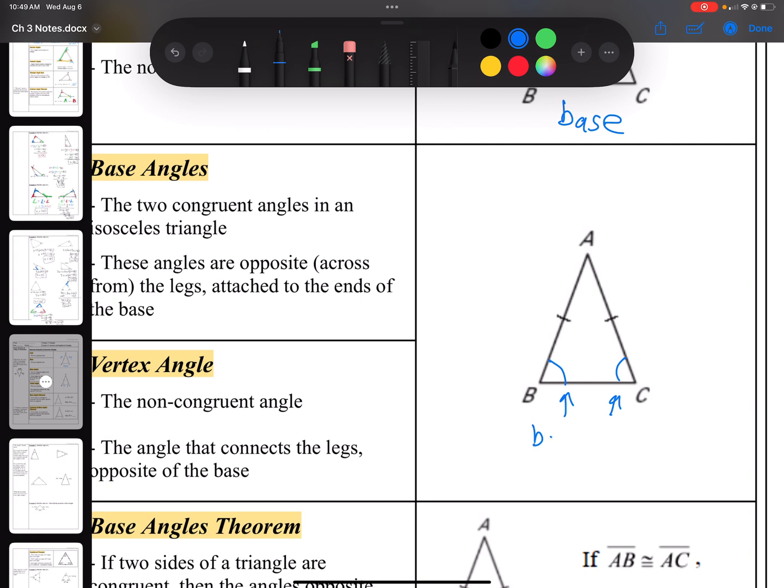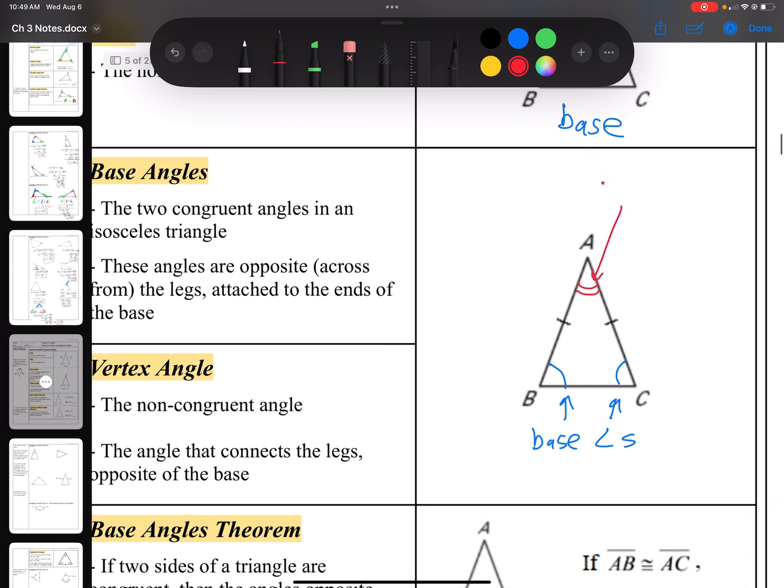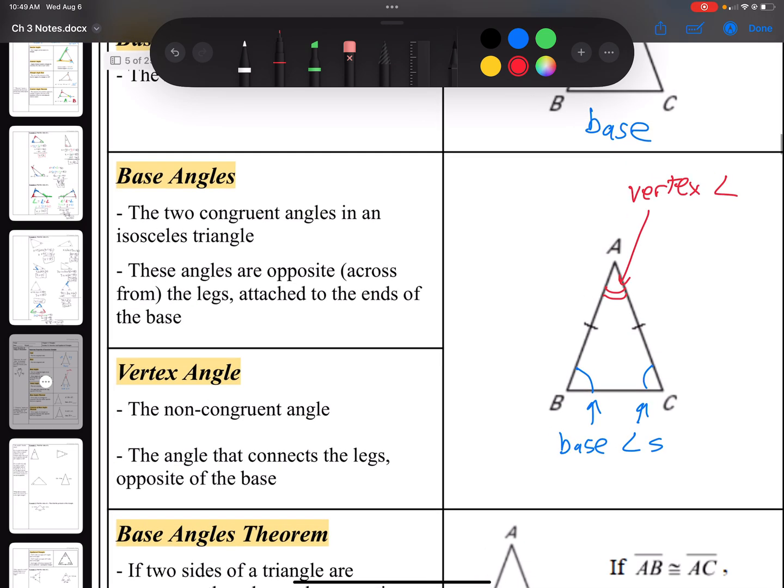So those are the base angles. And this up here is the vertex angle. It's the angle that connects the legs. So look, here's one of the legs. Here's the other leg. They meet up at point A. That is the vertex angle.